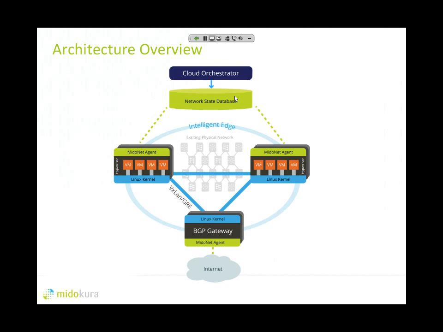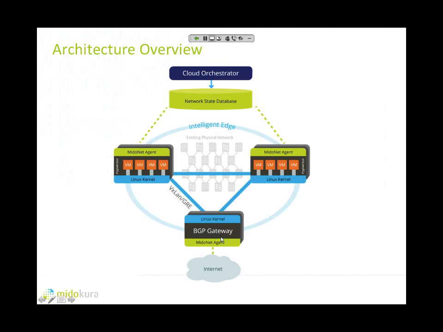Next, I'll talk about our distributed architecture and its components. This diagram depicts our architecture, where at the top we have our network state database, which is a completely passive database storing our logical topologies. Towards the center, we have what represents compute hosts in the OpenStack environment, and this is where our agent resides, at the edge on the host. Finally, towards the bottom, we have our gateway nodes.